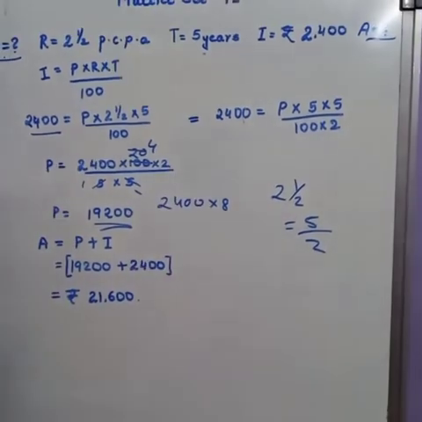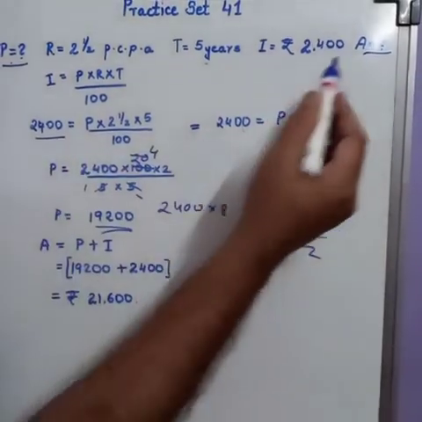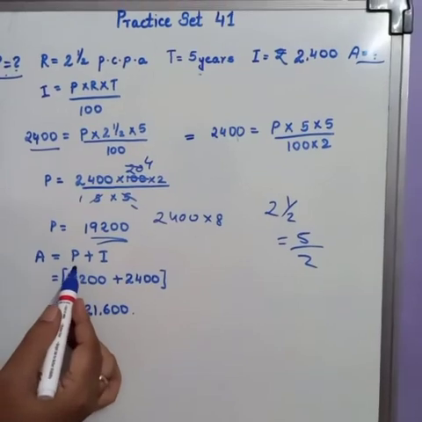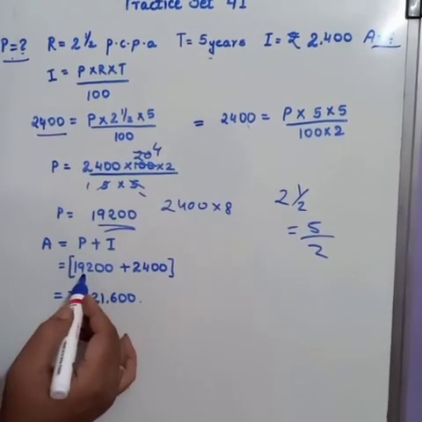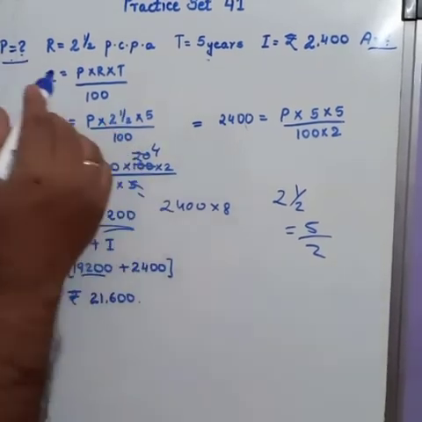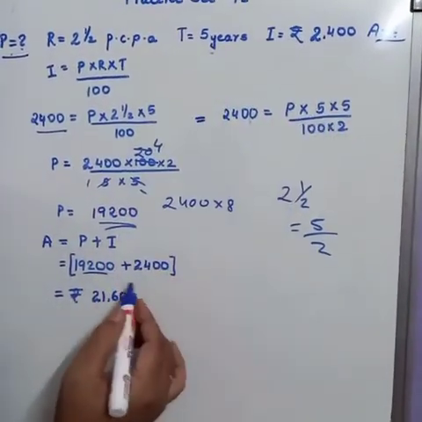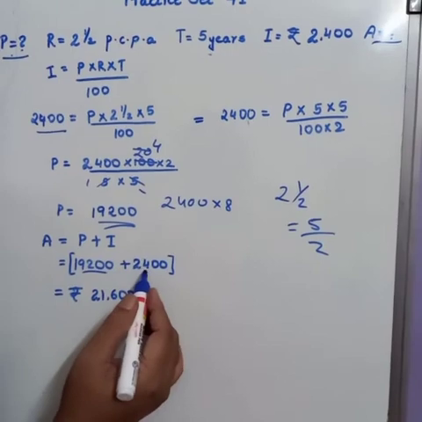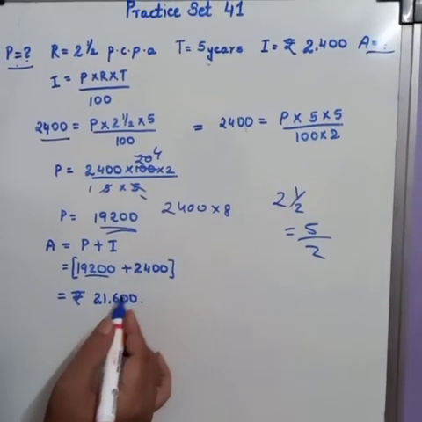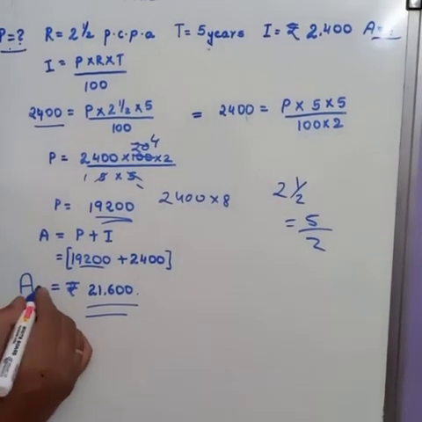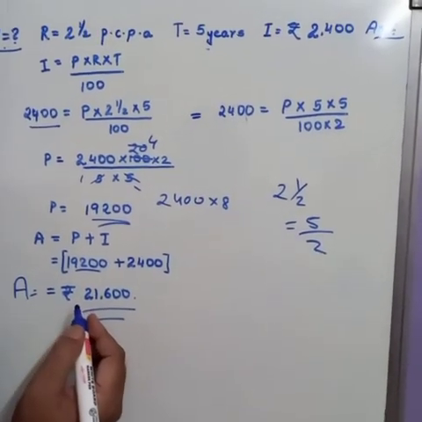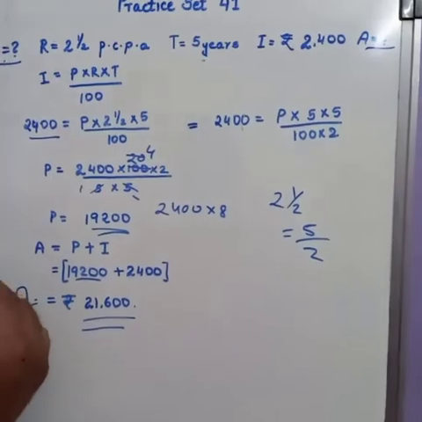Principal is 19,200. Now what's the next we need to find? That is amount. That is principal plus I. So what's our principal? That is 19,200. And what's our interest? That is 2,400. So 19,200 plus 2,400, that comes up to 21,600. So our amount is 21,600 and our principal is 19,200.